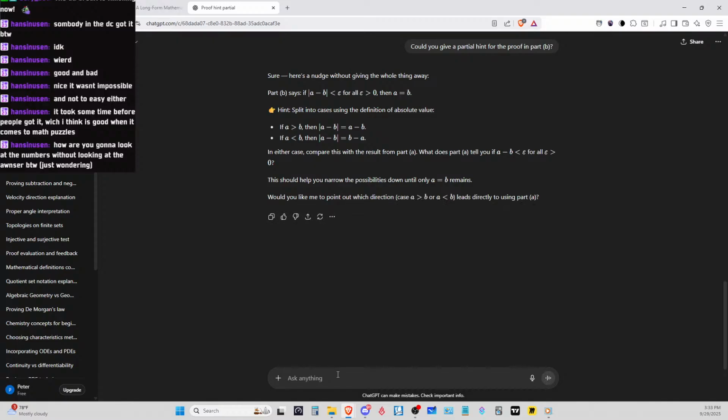Cases, okay. Split it into cases using the definition. In either case, compare this with the result in part A. What does part A tell you if it's less than epsilon and epsilon is greater than 0? It should help you narrow down the possibility.